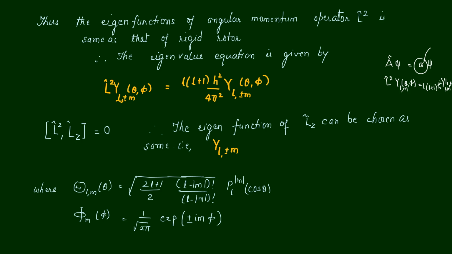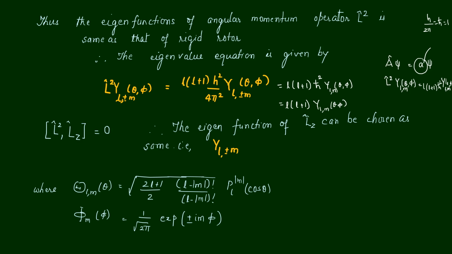So this is the eigenvalue equation for total angular momentum: L square acting on the spherical harmonics is equal to L(L+1) h square upon 4 pi square times the spherical harmonics. It can also be written as L(L+1) h cross square times the spherical harmonics. And if we take the atomic unit, h by 2 pi, that is h cross, can be taken as 1 unit. In that case, we can write this as L(L+1) times the spherical harmonics.